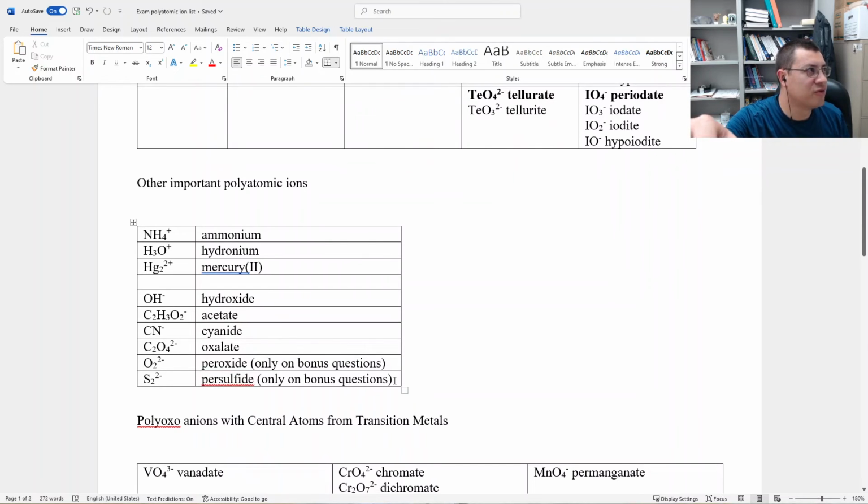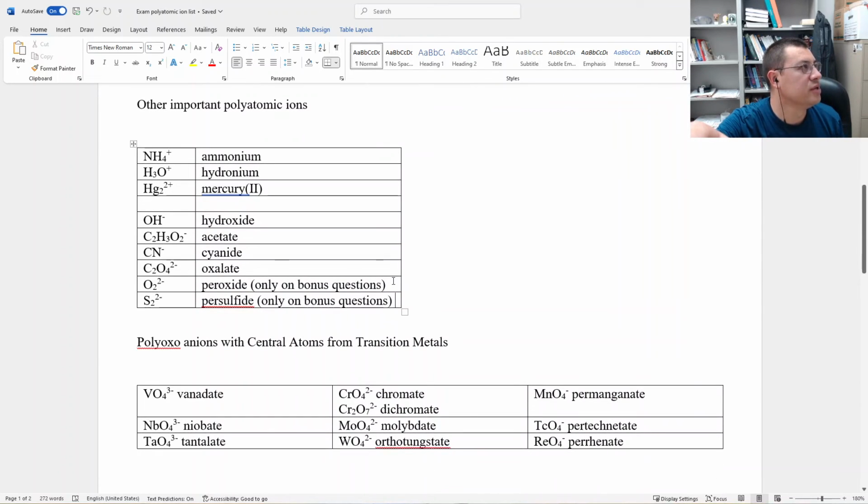Peroxide and persulfides I only put on bonus questions because they're weird. It involves oxygens and sulfurs being 1- each instead of the usual 2-. That breaks from the normal pattern of charges and oxidation states. So I personally leave that only for bonuses.